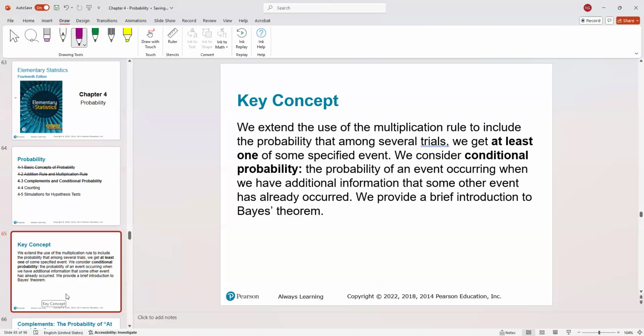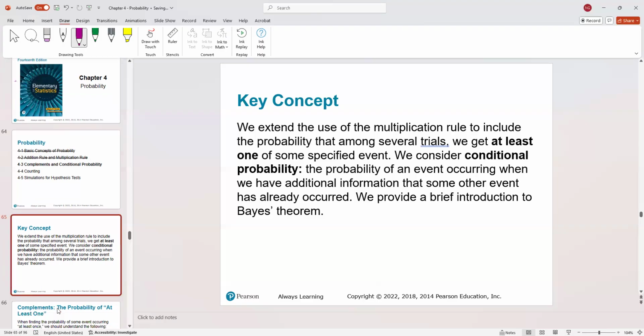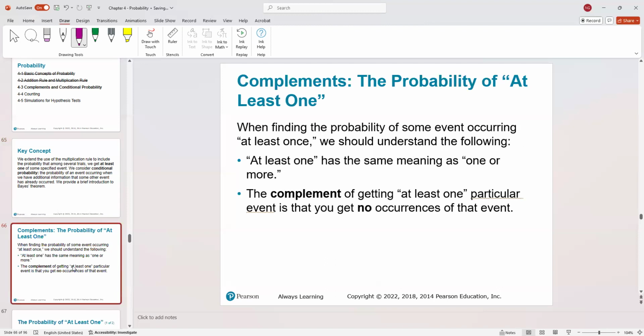In the second part, we would consider conditional probability: the probability of an event occurring when we have additional information that some other event has already occurred. We're going to do that in part three, and if we have time, we would provide a brief introduction to Bayes' theorem. But let's first go very quickly over the complement rules.